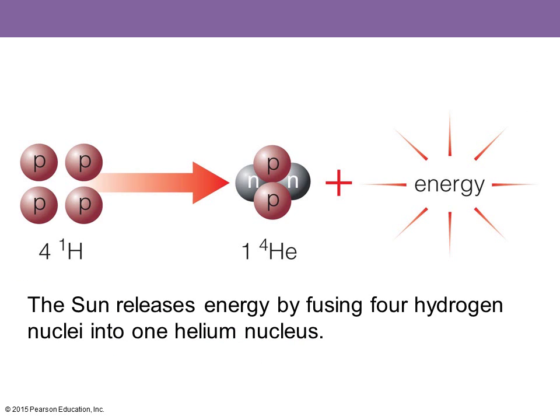So here's what it looks like in very simple form. Taking 4 hydrogen nuclei, 4 protons, combining them to give us 2 protons, 2 neutrons, that's helium. But the small amount of mass difference in that conversion is converted to energy, and that's the energy that radiates outward from the sun eventually.